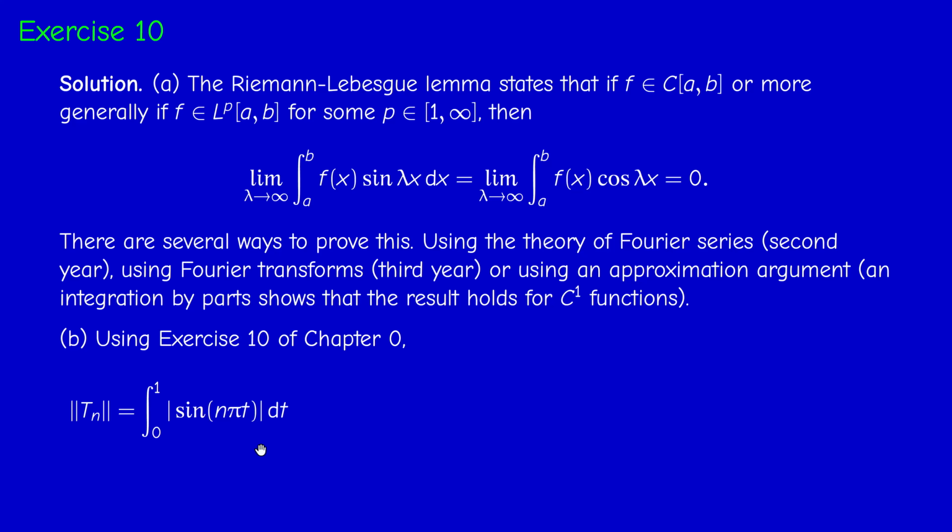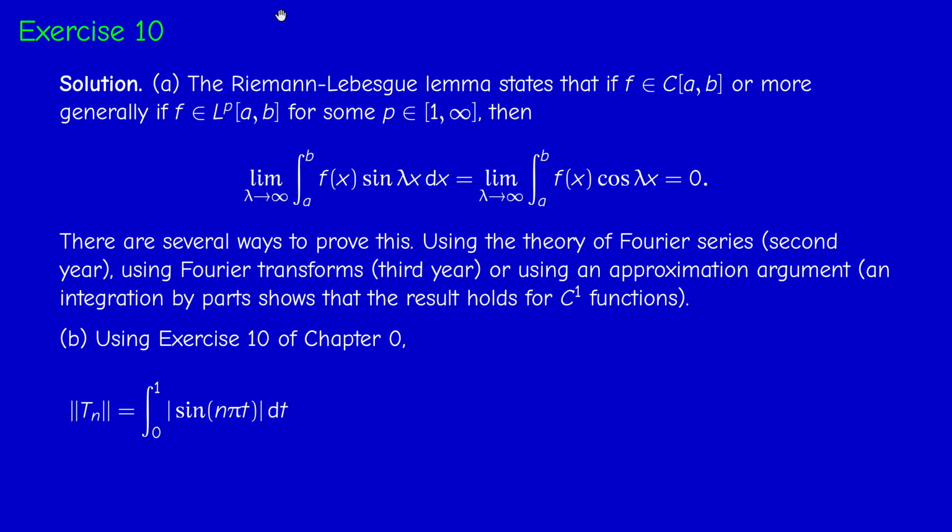So in general, if T u is the integral from 0 to 1 of g(t) u(t) dt, then the norm of the operator is just the L1 norm of g. So this is the L1 norm of sine n pi t. Now, how to compute that should not be difficult for you. You should be able to do that if you are majoring in math.